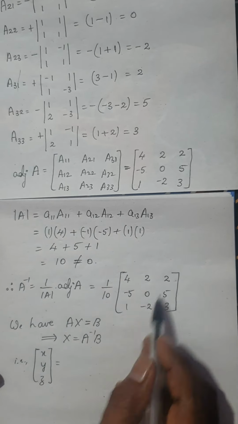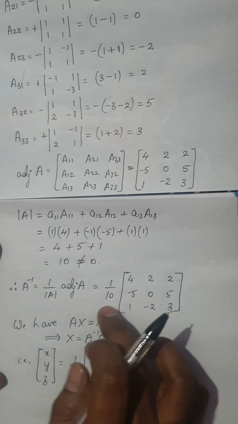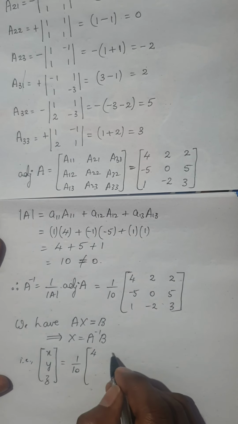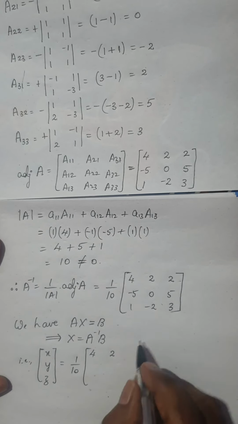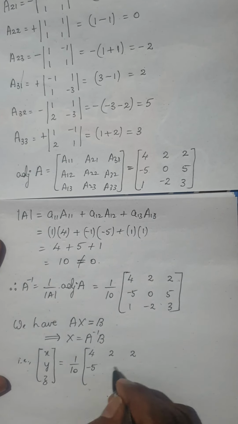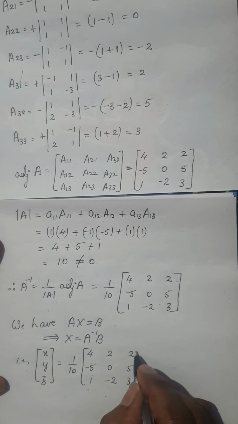So A inverse, I already have it here. So it is 1 by 10 into, kindly don't multiply this, divide this value here and write in fraction. It will break your head for further simplification. So keep it aside. You can divide it later. So 4, 2, 2, minus 5, 0, 5, 1, minus 2 and 3.